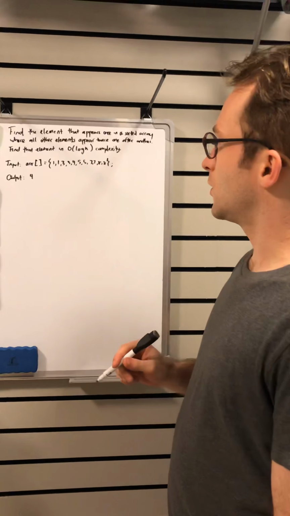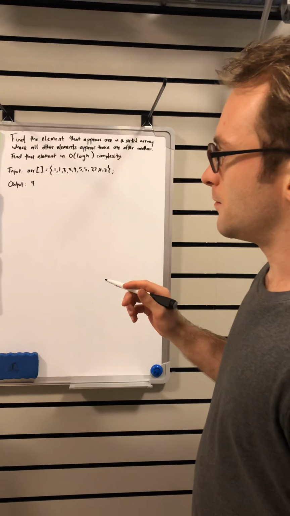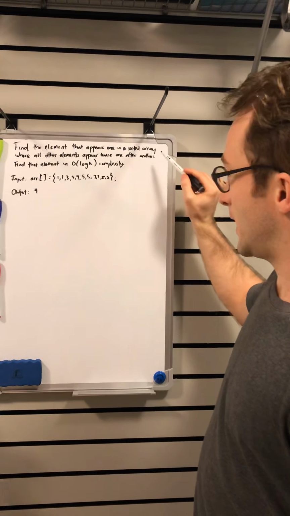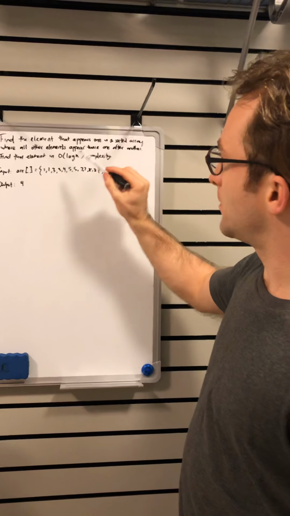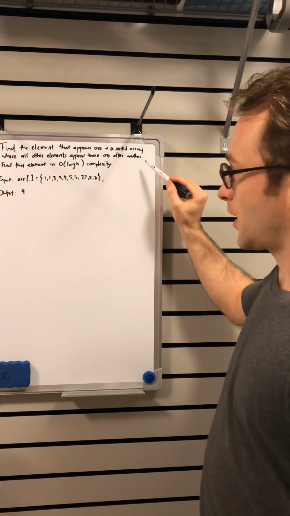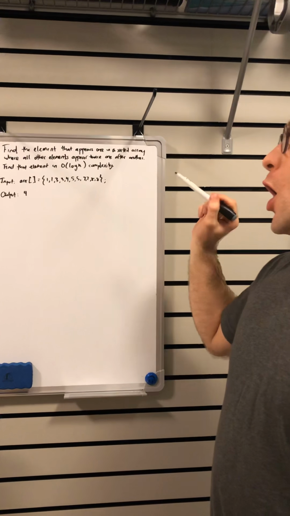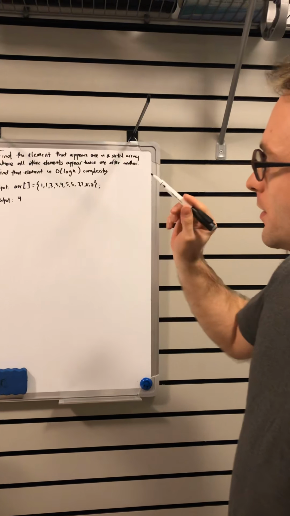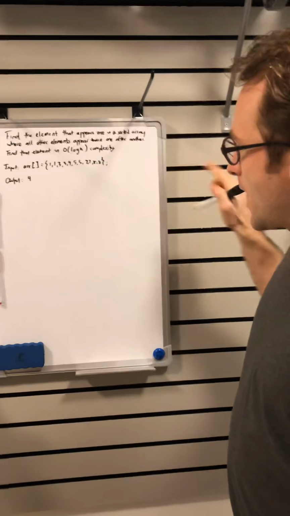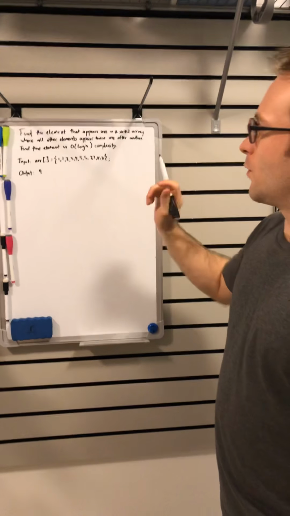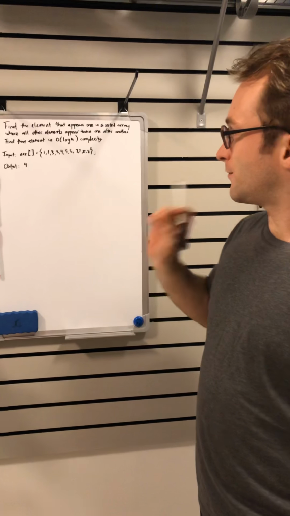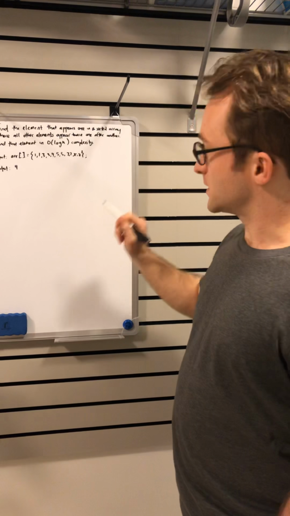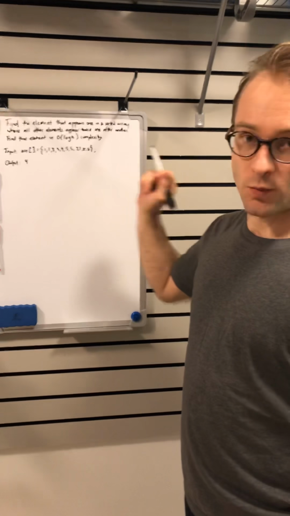All right, so the first problem we're going to tackle here asks us to find the element that appears once in a sorted array, where all other elements appear twice, one after another. Find that element in O(log n) complexity. So they give us an example here, where the input is this array full of integers that are sorted: 1, 1, 3, 3, 4, 5, 5, 7, 7, 8, 8. And the output is, of course, 4, since it's the only one that appears once.